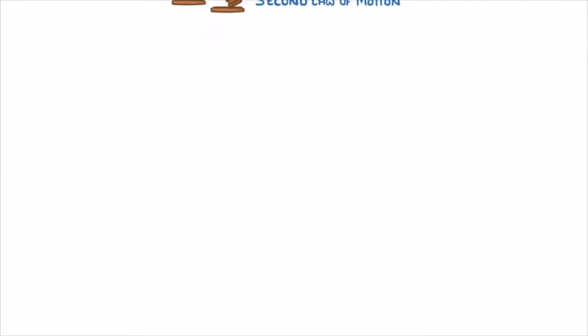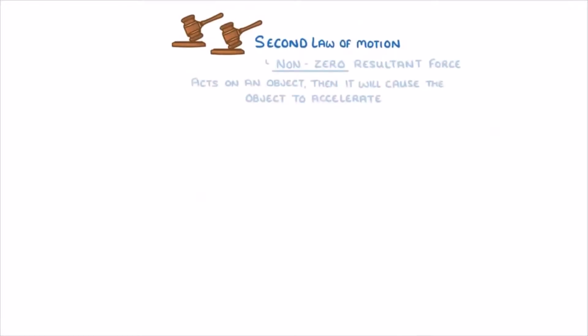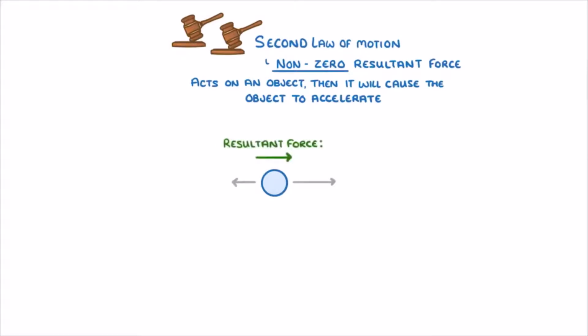In contrast, Newton's second law says that if a non-zero resultant force acts on an object, then it will cause the object to accelerate. And remember, non-zero just means anything other than zero. For example, if we took this particle and we drew some unbalanced force arrows on it, we can see that there would be a resultant force to the right, because the right arrow was bigger than the left arrow. So this particle would accelerate to the right.